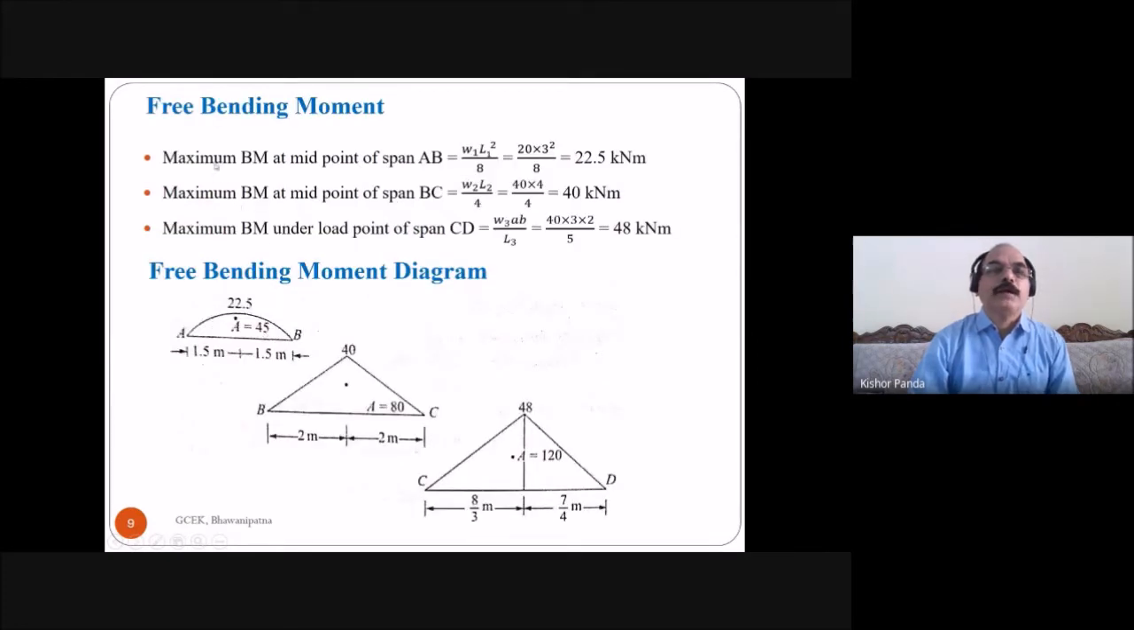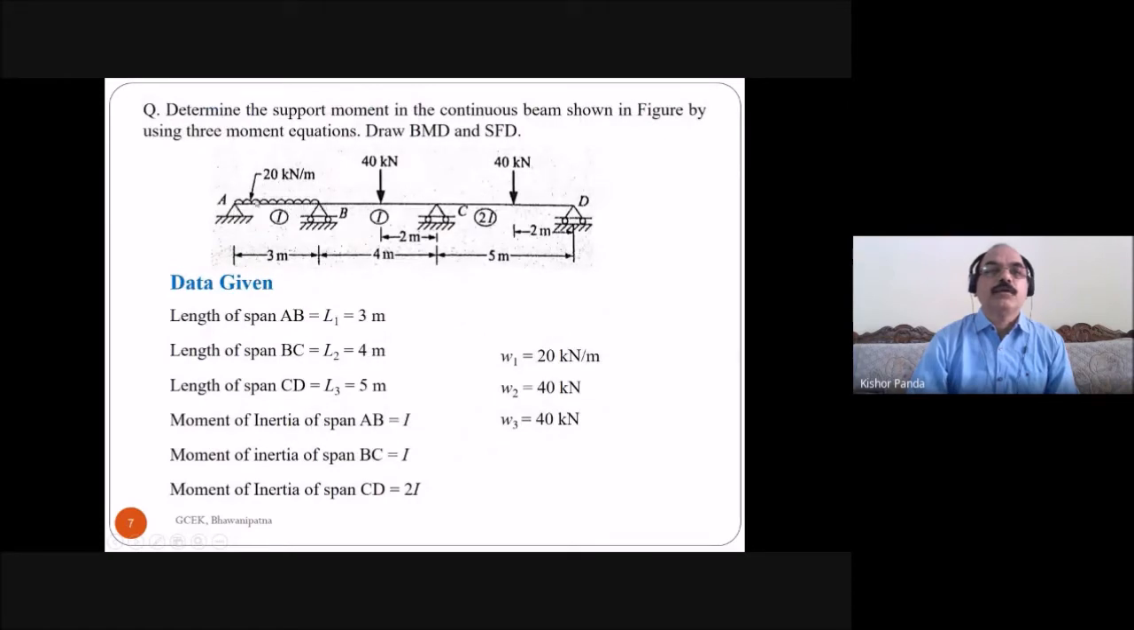The next step is to find the free bending moment and draw the free bending moment diagram. Here this is a UDL. Due to this UDL, the free bending moment diagram is parabolic. On span BC there is a point load of 40 kilonewton, so the free bending moment diagram is a triangle. Here also there is a 40 kilonewton load eccentrically, and the free bending moment diagram is a triangle.